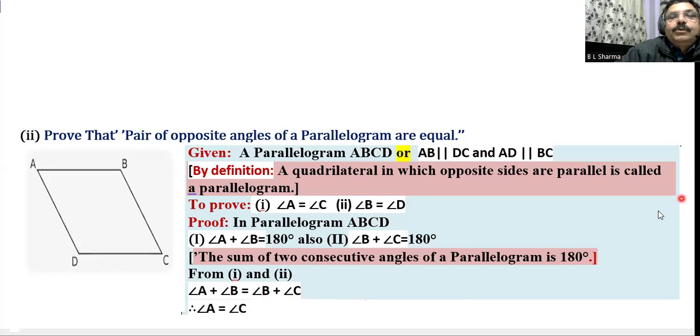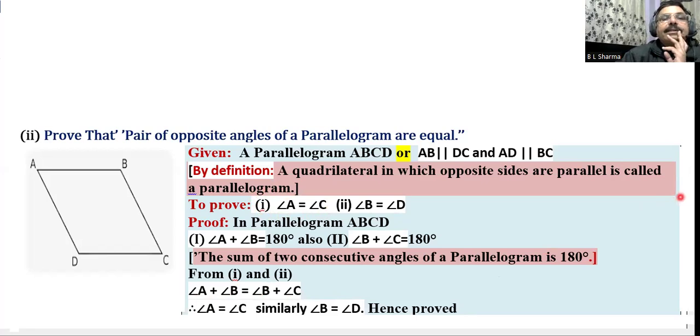So angle A is equal to angle C. First part is proved. Similarly, you can write angle B is equal to angle D. And hence proved. That's all for the second part, in which we are proving that pair of opposite angles of a parallelogram are equal. Students, keep in mind the definition here is very, very important.